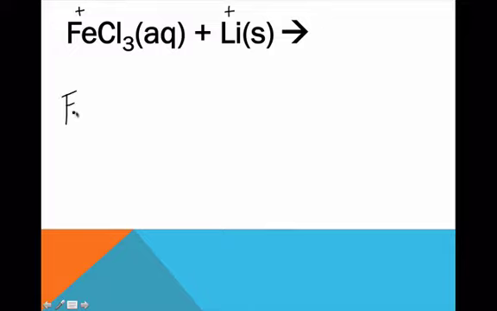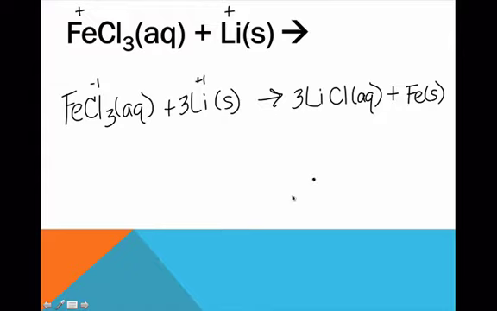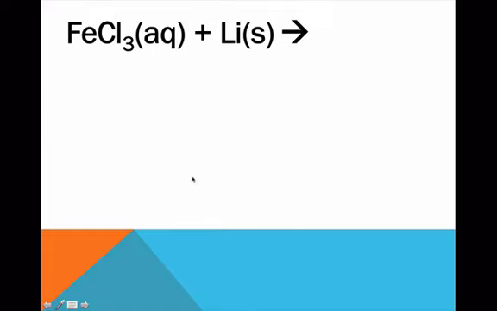I'm just going to rewrite this. You're going to have iron 3 chloride, aqueous, and lithium solid. This reaction will happen. The lithium is going to join with the chlorine, and remember lithium is a +1, chlorine is a -1. That always is your aqueous. So for these, your compounds will always be aqueous, plus the iron metal is going to get kicked out by itself. And then to balance, we would put a 3 here and a 3 here. So that would be your written reaction for what happens between solid lithium and iron 3 chloride.